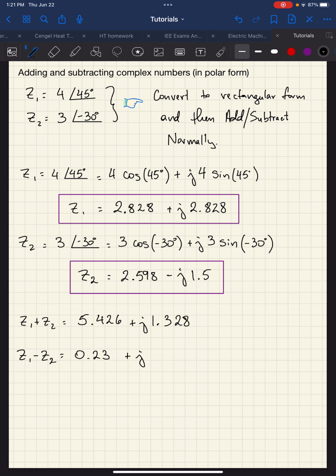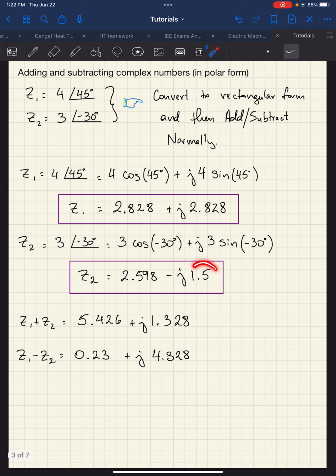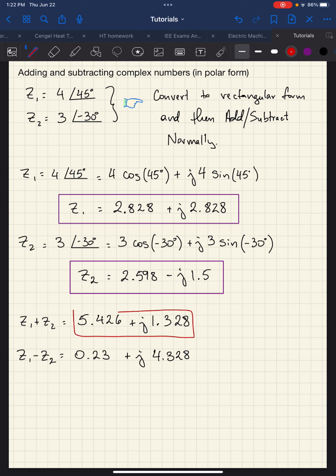And you subtract the imaginary parts, and you'll get something like this. You'll get 4.328. When you subtract the imaginary parts, this one that's negative is going to become positive because minus minus. So you get that. And that's how you do it. There you go.